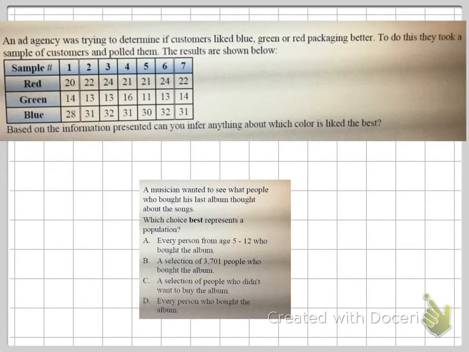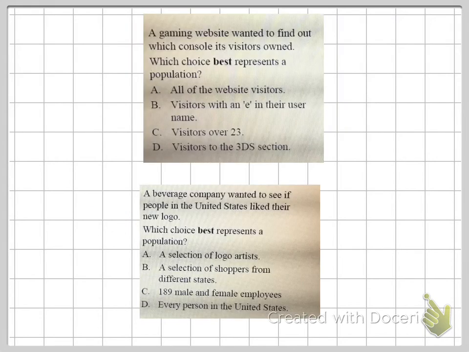Question number 3. An ad agency was trying to determine if customers like blue, green, or red packaging better. To do this, they took a sample of customers and polled them. The results are shown below. Based on the information presented, can you infer anything about which color is liked the best? Question number 4. A musician wanted to see what people who bought his last album thought about the songs. Which choice best represents a population? Every person from age 5 through 12 who bought the album, a selection of 3,701 people who bought the album, a selection of people who didn't want to buy the album, or every person who bought the album.